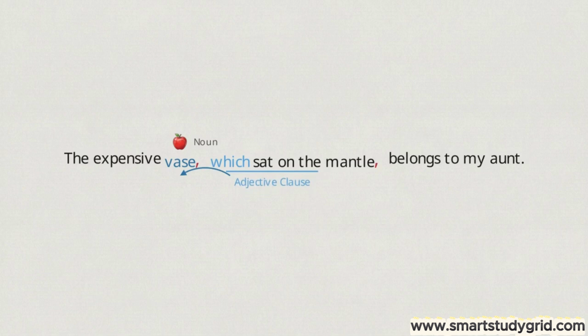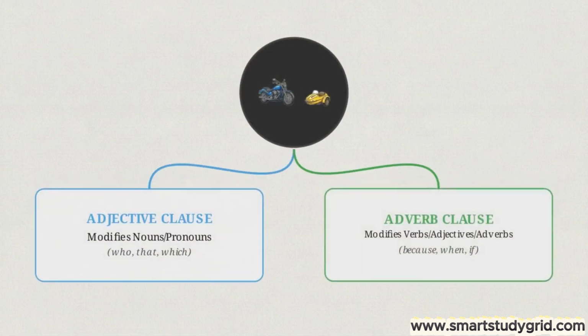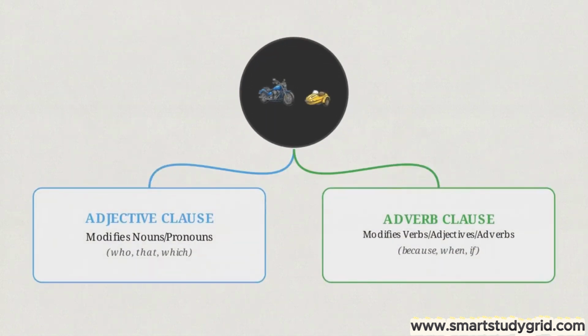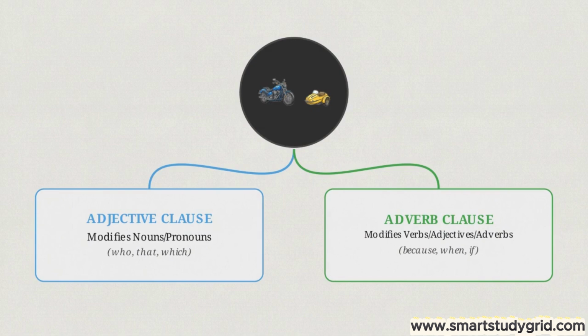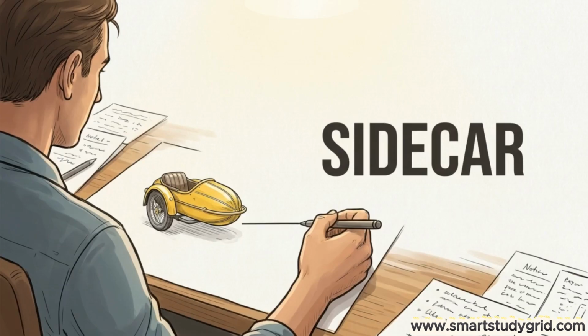Notice the punctuation here. Because this clause adds extra, non-essential information right in the middle of the sentence, commas act like physical brackets. They package the dependent sidecar neatly inside the main clause, keeping the core thought intact. This branching diagram provides a framework for categorizing the clauses we've covered today. By identifying the anchor word first, the relationship between the motorbike and the sidecar becomes clear. Mastering these sentence structures is a matter of finding the dependent sidecar, isolating it from the main clause, and tracing it directly back to its anchor word.